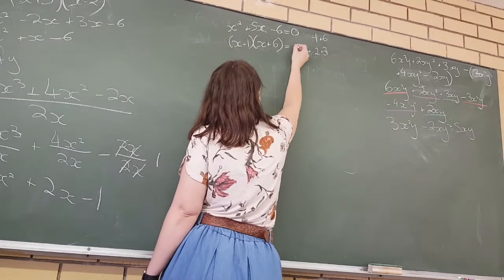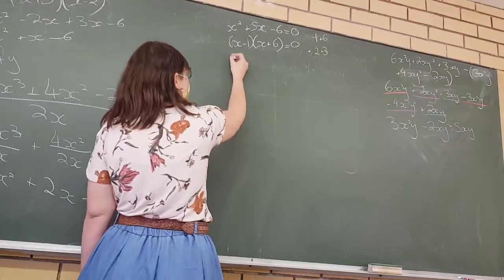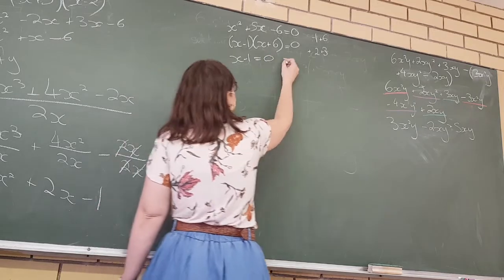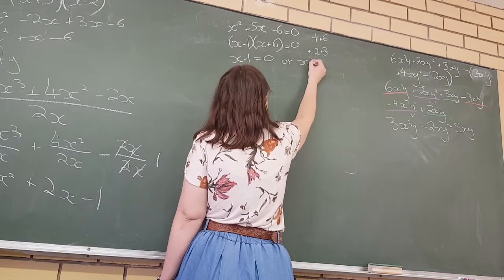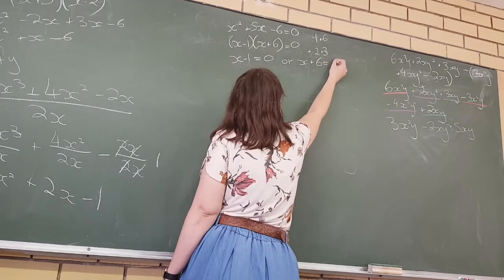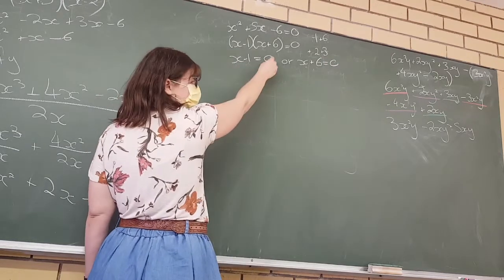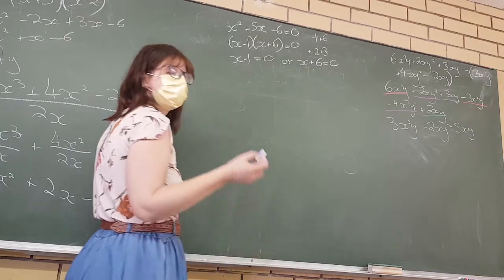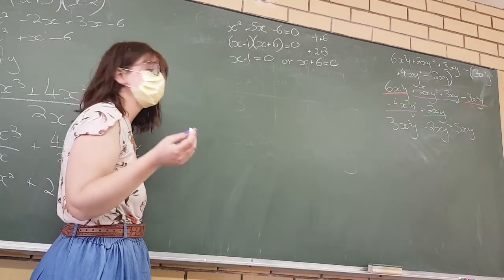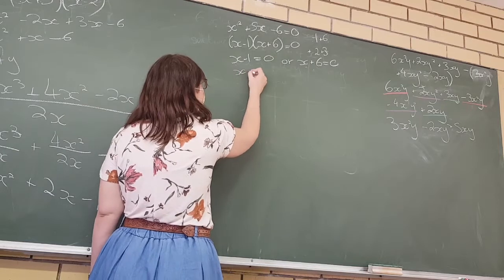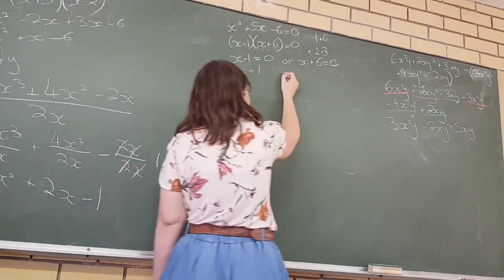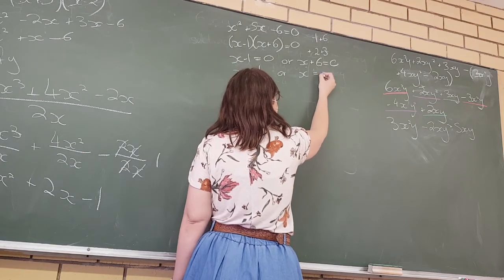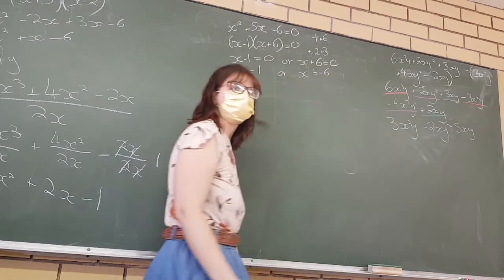Equals 0. Now I make each one equal to 0. I say x minus 1 equals 0, or x plus 6 equals 0. So I take my 1 to the other side, and it goes over the equal sign, over the magical bridge of understanding, and it changes sign. So it becomes x is equal to 1, or x is equal to minus 6. Okay.